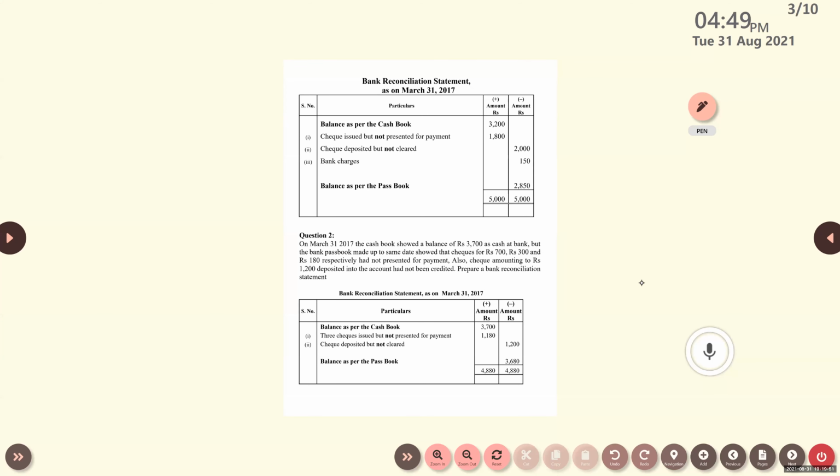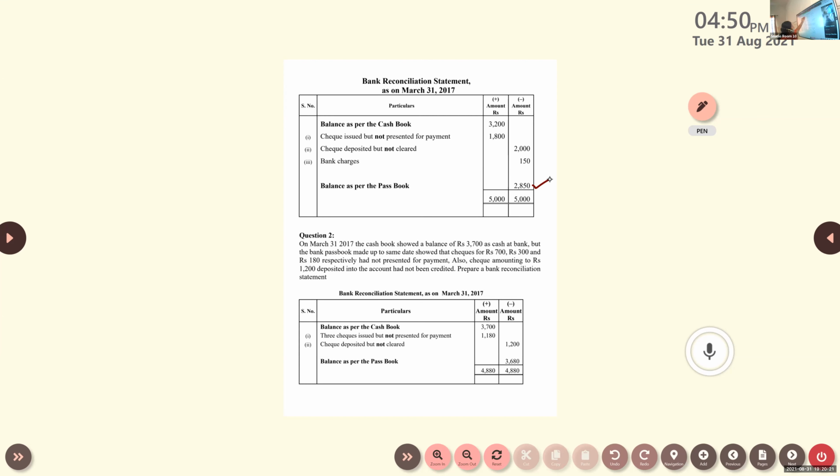Now we have brought the cash book same as passbook. So this balancing figure is actually the passbook balance. What we have done here is we understood what the differences were. We understood that there was a check issued not presented for payment, so we added it back. Check deposited but not cleared, there was an item like that, so we reduced it. Bank charges was there.